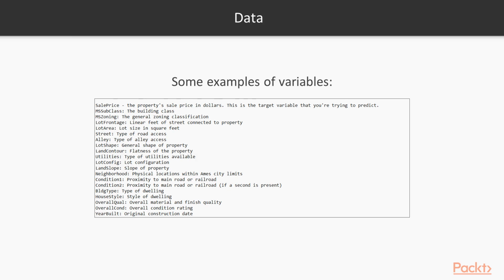Now, let us look at some examples of the variables present in the dataset. The first is the sales price, which is our dependent variable. So this refers to the property's sale prices in dollars. Then we have other variables like the class of the building, general zone classification, lot size in square feet, type of road access, and so on.